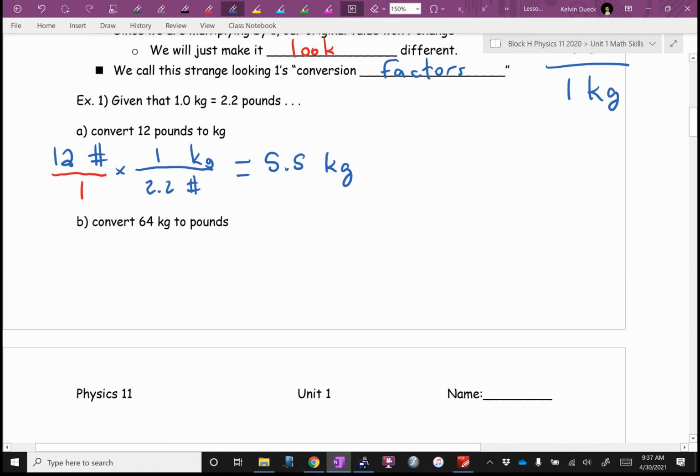Okay. We're going to change B just a little bit. Can you look up for a second? Instead of 64 kilograms to pounds. Oh, yeah, sorry. Yeah, let's do 64 kilograms to pounds. That's the opposite of what we just did. That's what I wanted. What am I going to do first?